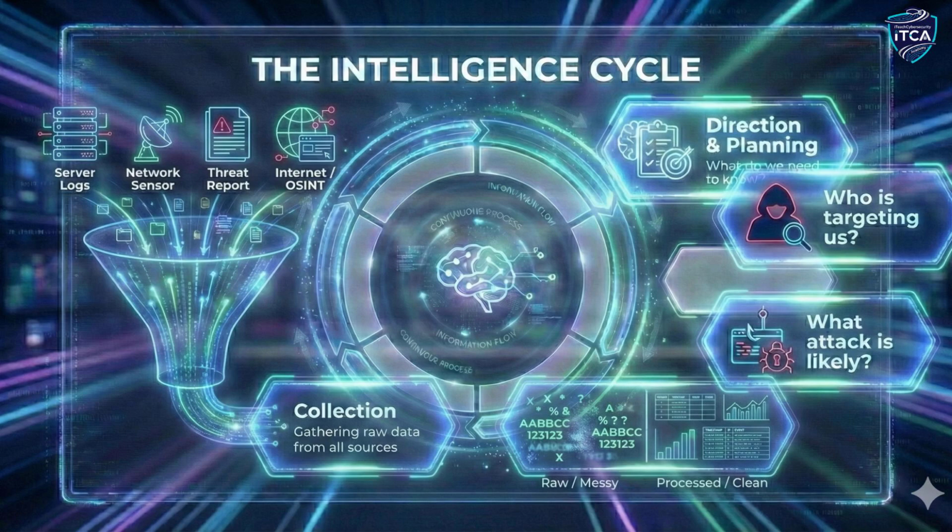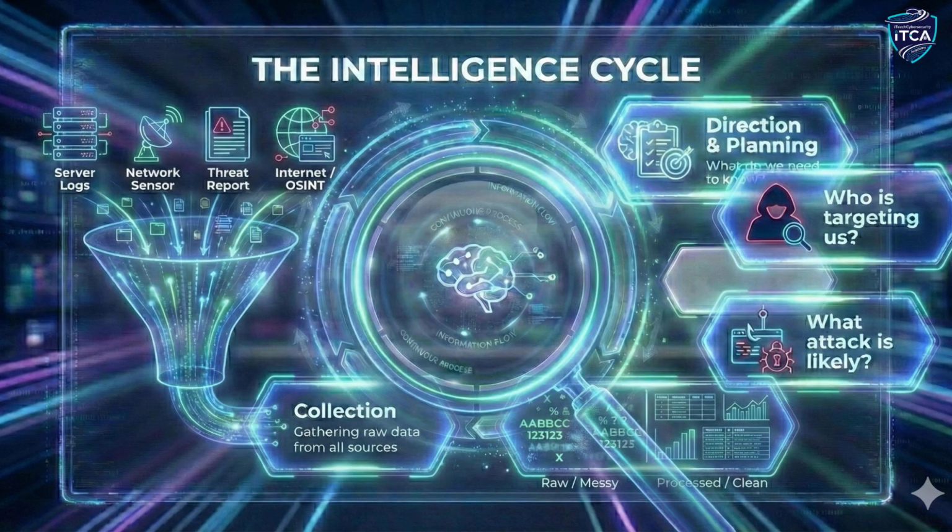After collection comes processing and exploitation, where raw data is cleaned, sorted, and converted into usable formats. This stage removes noise and prepares the data for analysis.